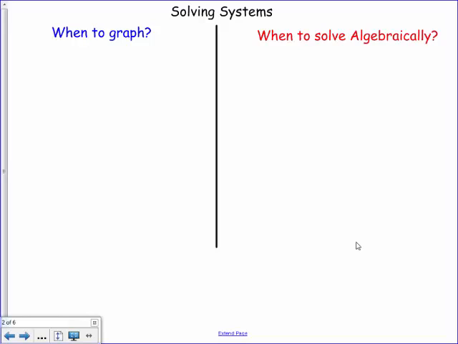Basically, the only time we ever want to graph is when our equations are written in slope-intercept form, because then it's nice and easy to work with. And also, we'd probably want to have a graphing calculator as well, because graphing these by hand wouldn't be very exact. So graphing calculator, and making sure that it's in slope-intercept form. So not very often do we ever want to graph.